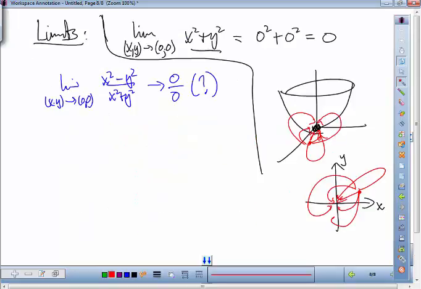Now, in 3 dimensions, your domain doesn't just come from left to right. If I want to get to 0, there are many ways to get to 0. So that's a little bit tricky.